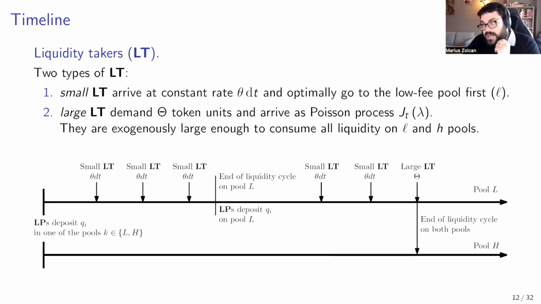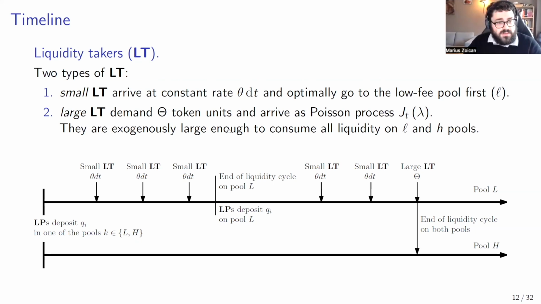Okay, and on the other side of the market, you have two kinds of liquidity traders, right? These are the ones that initiate the swaps. You have small liquidity traders, who are infinitesimally small. They arrive at a constant rate, basically a flow, theta dt, and they go to the low fee pool. All these liquidity demanders are rational in the sense that they will go to the low fee pool, and only if the low fee pool is exhausted will they go to the high fee pool. And because the small LPs are very small, they will always go to the low fee pool.